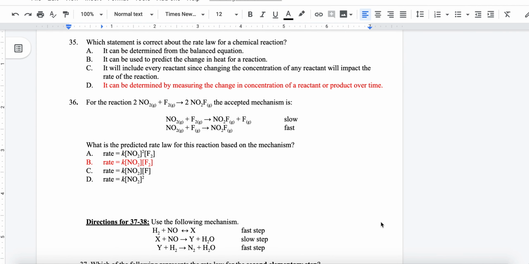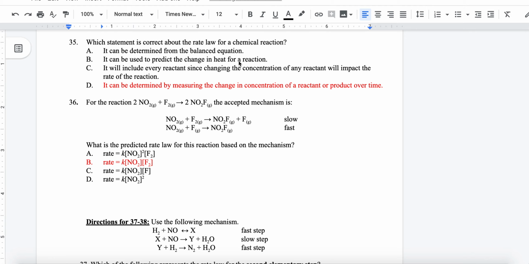Which statement is correct about the rate law for a chemical reaction? It can be determined from the balanced equation. No, we've already seen that. It can be used to predict the change in heat. Change in heat is enthalpy.